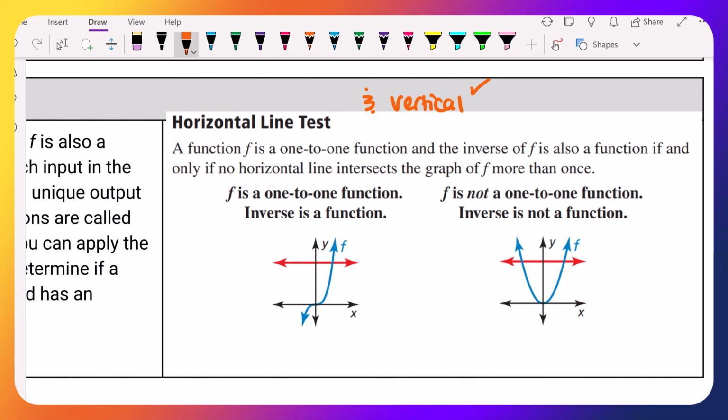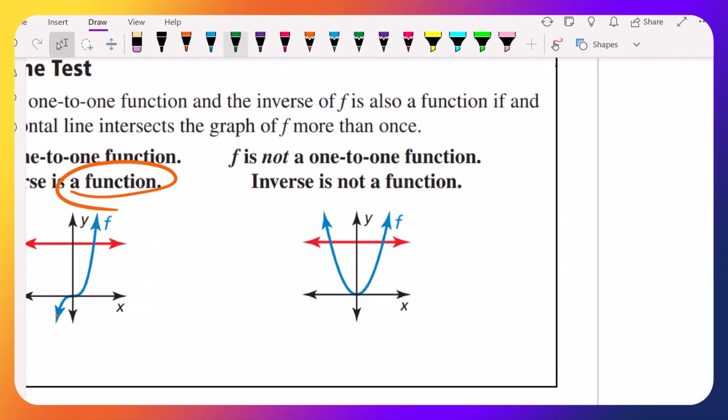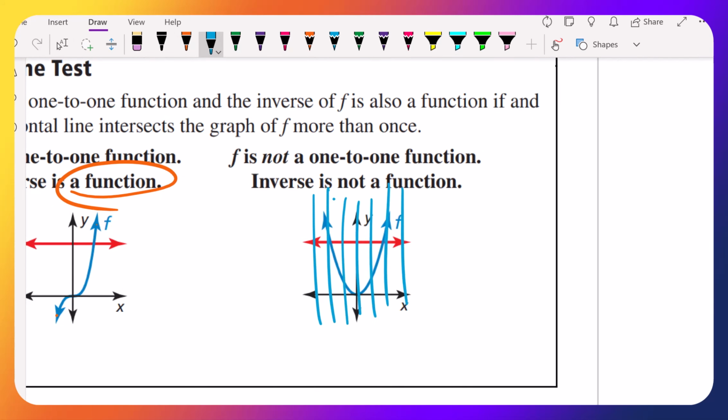So if you start up here and you keep drawing horizontal lines, do you see how it only hits at that one place? Look at the blue where it hits the orange, one place. So it will pass. If it passes both, it is definitely going to be a function, okay? So if you look at this one, it's going to pass the vertical test. So the vertical test, yes, okay?